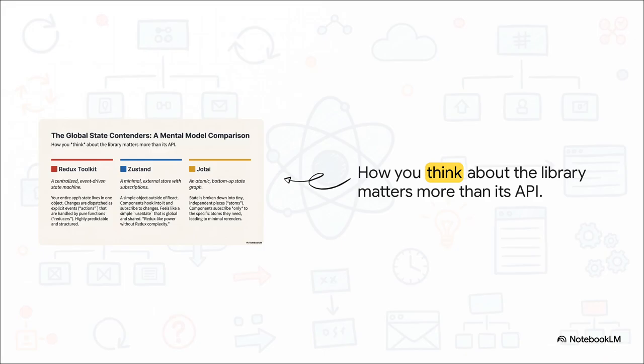Now, when you look at these libraries, try to focus on the mental model, not the syntax. That's way more important. Redux Toolkit is like a single centralized brain for your entire application's state. Zustand is much simpler. Think of it like taking a useState hook and just pulling it outside of your components so anyone can subscribe to it. And Jotai uses a more bottom-up approach, based on tiny independent pieces of state called atoms that you compose together. How you like to think about the problem will really determine which tool feels the most natural.